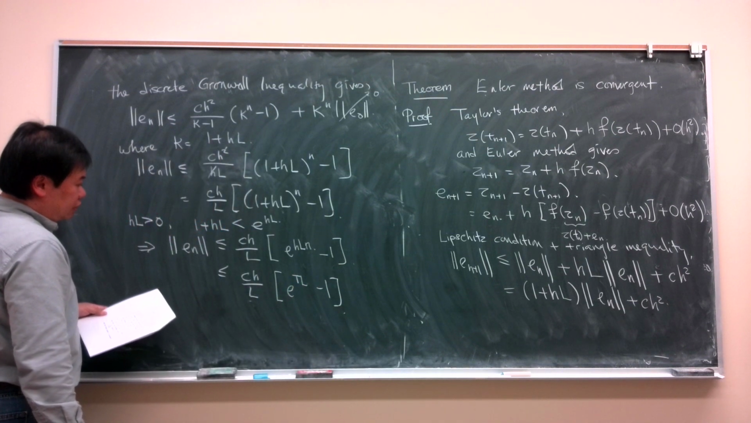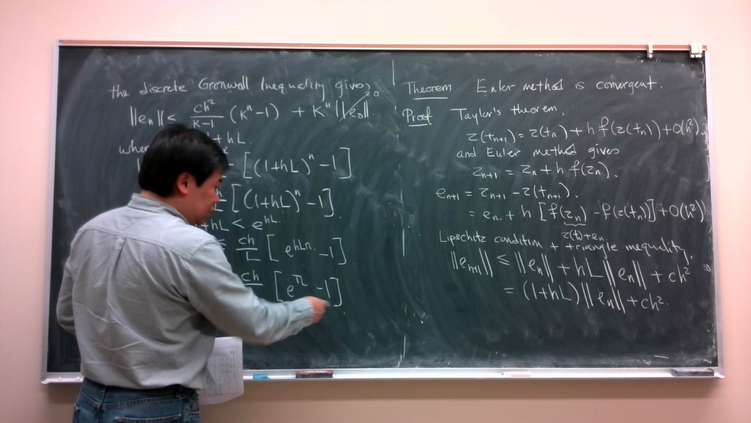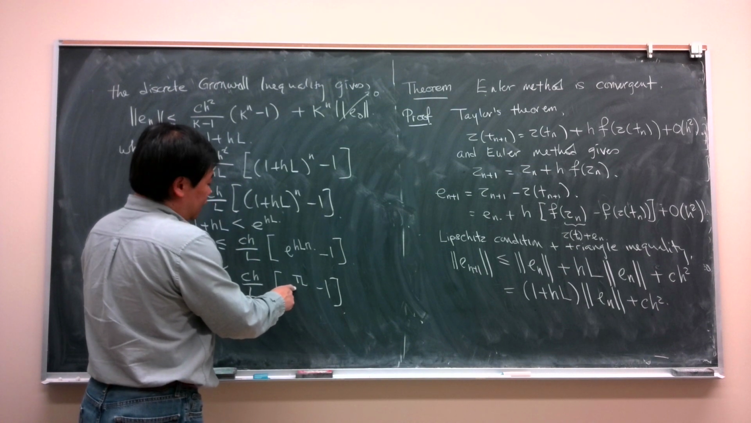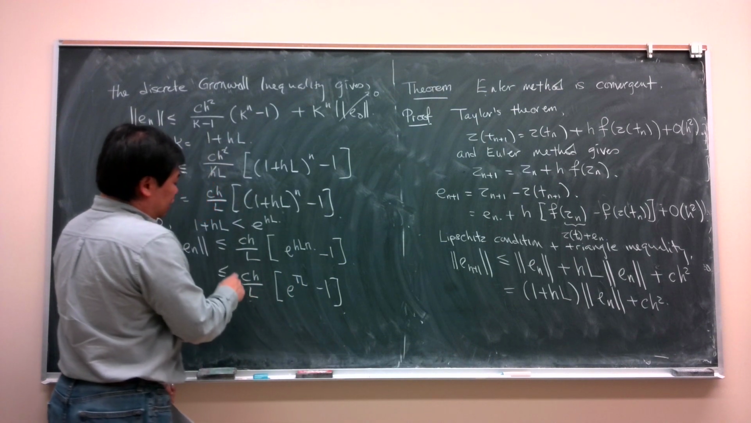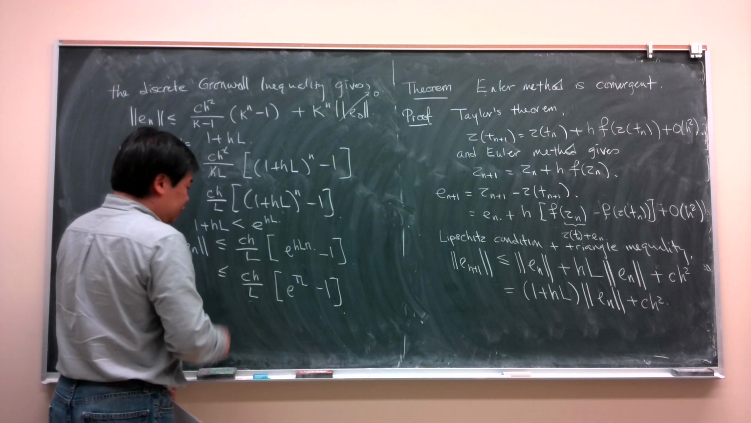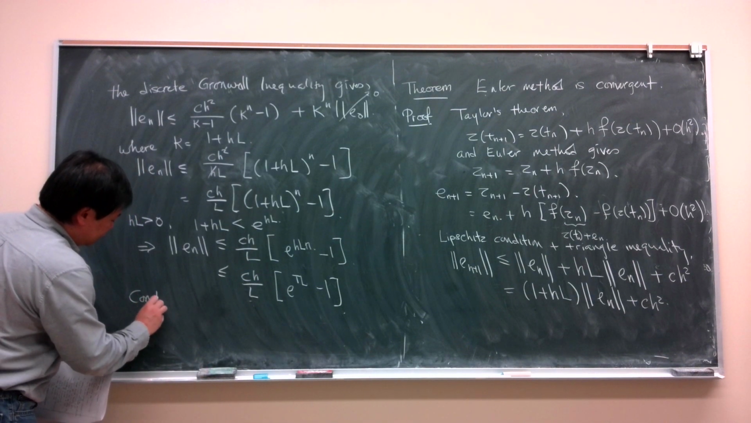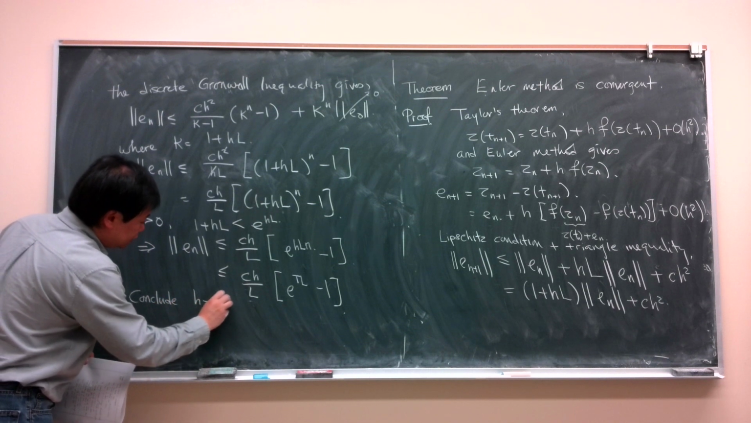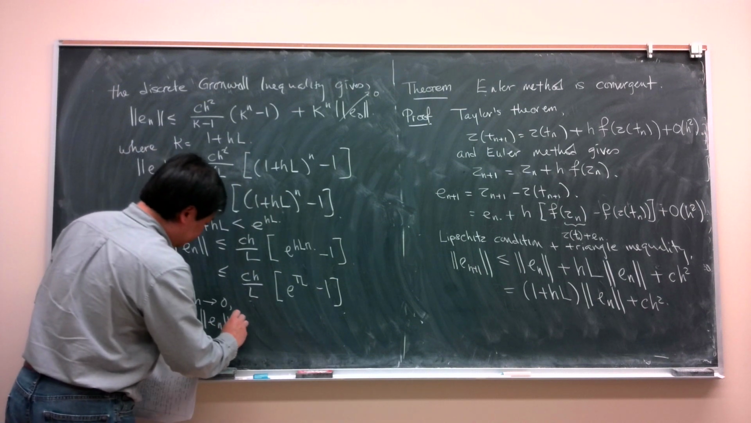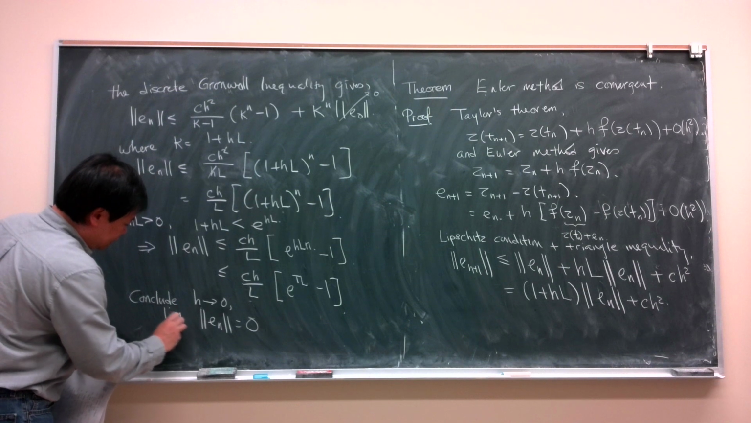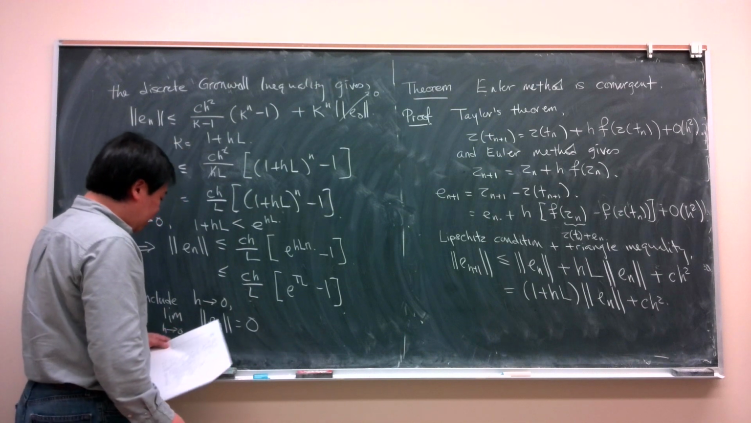Okay, so now you can ask, well, what happens as h goes to 0? This is just a constant which depends only on the Lipschitz constant and the final time which you're integrating up to. And so the only dependence on h is up in front, and it depends linearly on h. So you can conclude that as h goes to 0, the error at every point goes to 0. So the limit as h goes to 0 of this error is 0, and as a consequence, the Euler method is convergent.